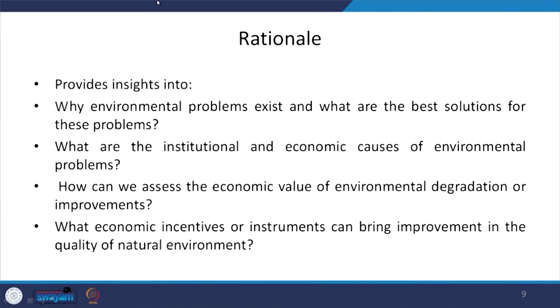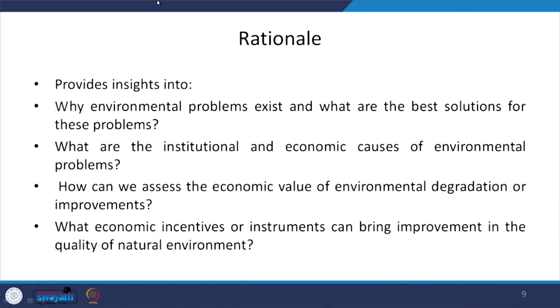So, why environmental problems exist and what are the best solutions for these problems must be examined, and for that environmental economics should be studied. What are the institutional and economic causes of environmental problems? We can understand this by understanding the subject. How can we assess the economic values of environmental degradation or improvements? That can be examined by having an understanding of environmental economics. So, environmental economics must be studied to know all these aspects.